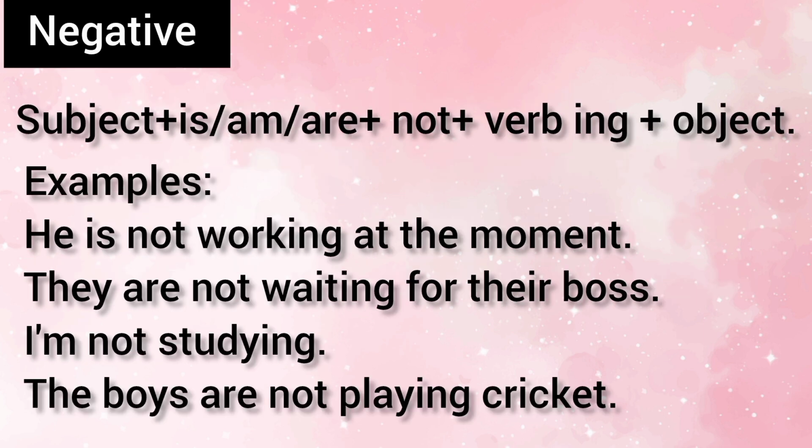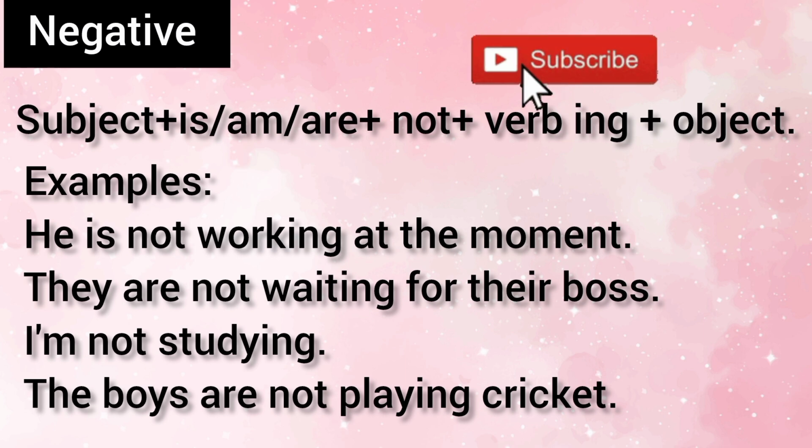Negative structure of the tense: subject plus is, am, are, not, verb ing form, then object. Examples: he is not working at the moment. They are not waiting for their boss. I am not studying. The boys are not playing cricket. They are negative sentences.